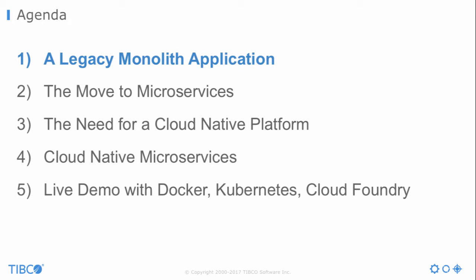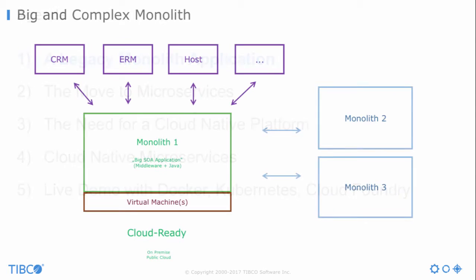Let's begin with the situation which many customers and enterprises have these days, a legacy monolith application. And this graphic here, you will see it through the whole recording, and here we will see how this evolution continues. Here in the middle we see the monolith. In this case it's a big SOA application. In this example from the case study, it's middleware and Java, so TIBCO BusinessWorks for integration middleware and some Java web services. This monolith is one big application with several services and runs on virtual machines like VMware.